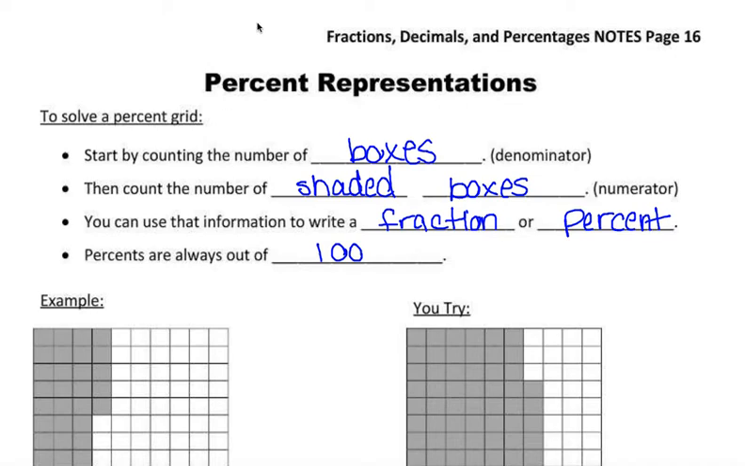So we start by counting the number of total boxes. If you need to add in the word total there, do that. Total boxes, and that is the denominator. Then we count the number of shaded boxes, and that becomes the numerator. So just like you used to do in elementary school, the shaded boxes out of the total boxes will give you your fraction. Then we can write a fraction or a percent based on that information, and percents are always out of 100. So what does that mean?